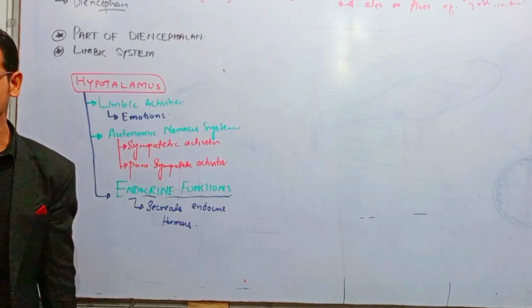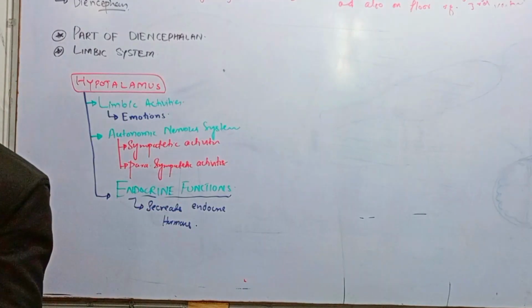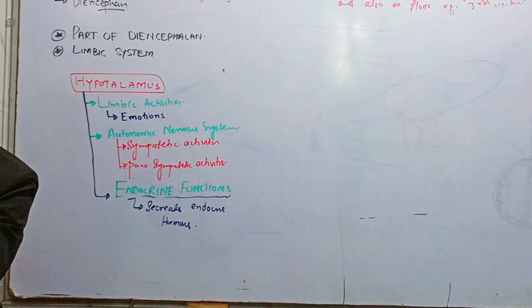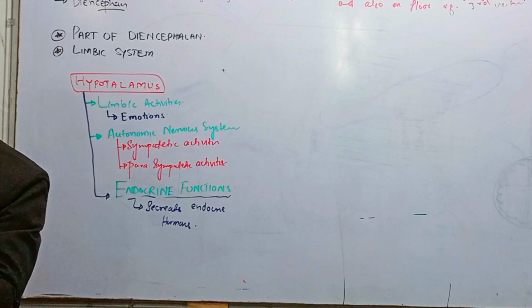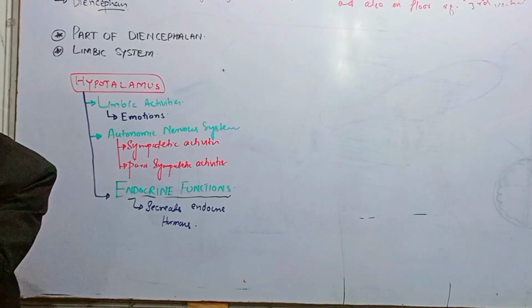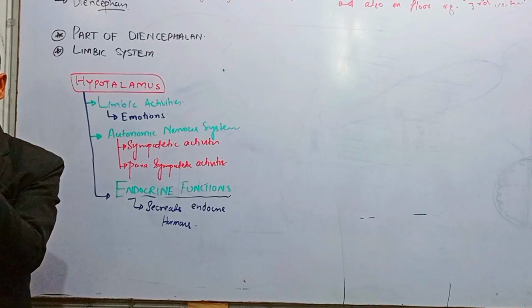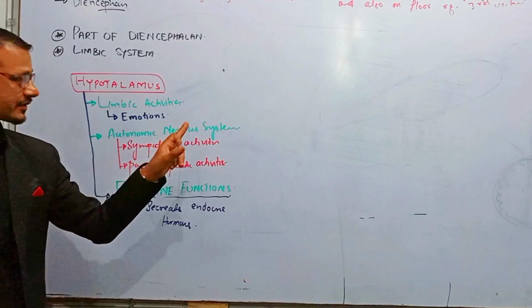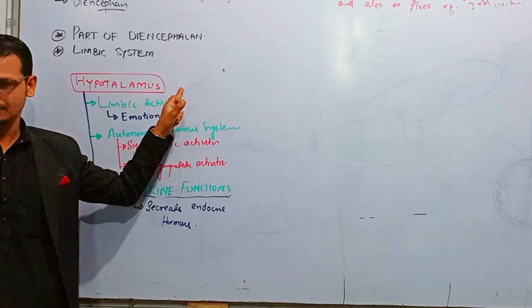Also the parasympathetic activities, like for example, after some eating, when you are hungry and you eat some food and now you are feeling full, the sympathetic activities are again restored into parasympathetic. This whole activity is present in hypothalamus, right?